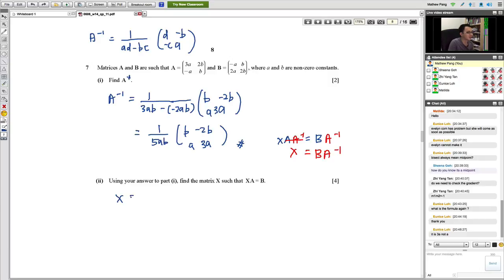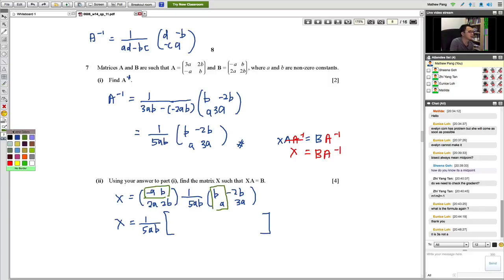Then only you can do it correctly. So therefore x will equal B. I have B equals negative A, B, 2A, 2B. This is B multiply with A inverse, which is this thing, 1 over 5AB, B, negative 2B, A, 3A. Yeah, I will do a multiplication. So I take this one to the front, I mean I leave it at the front here. Okay, then I do the multiplication. So in order to make sure you do the multiplication correctly, always remember it's horizontal multiply with vertical. Okay, so don't confuse yourself.